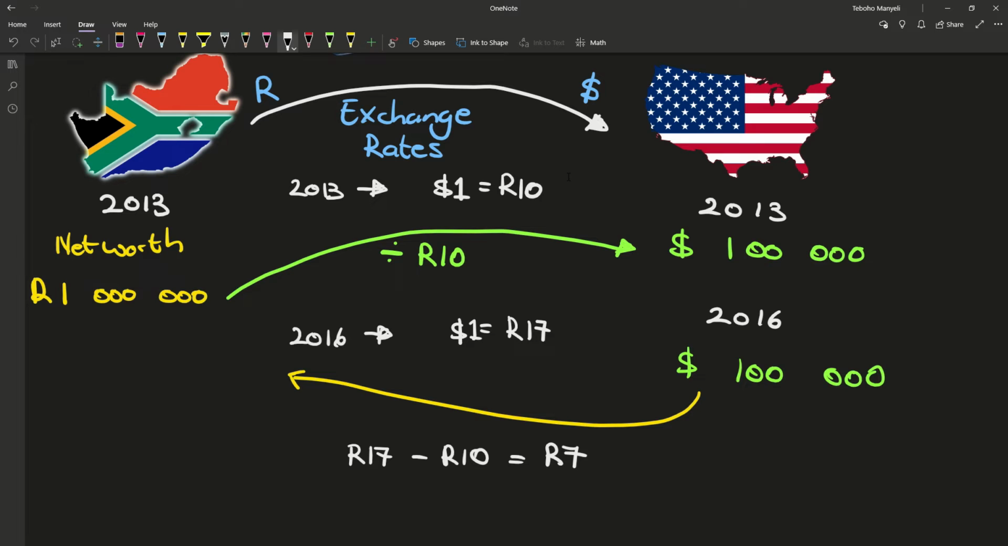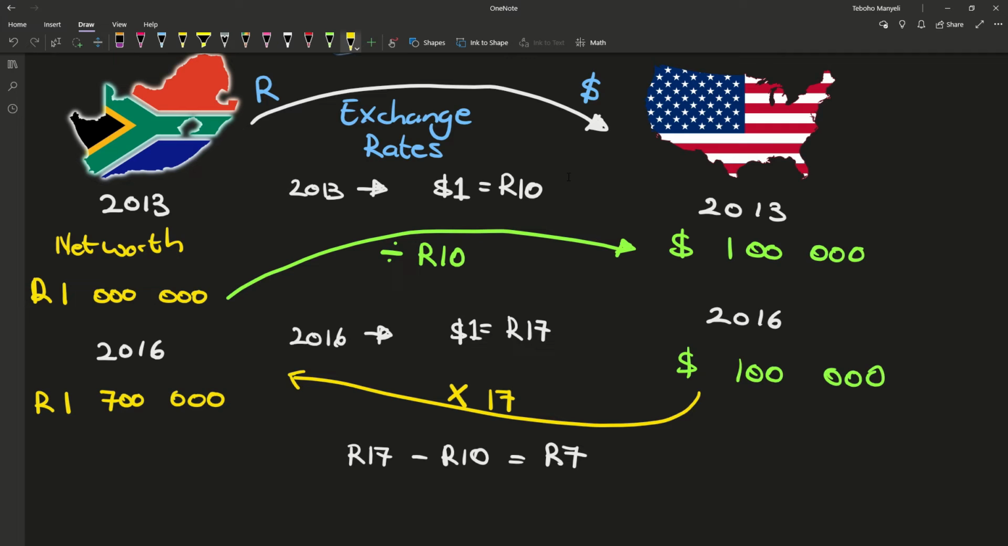And how does it look with money? So let's take an example. When you're taking the money back from America to South Africa, you'd have to now multiply by 17. Just like when we divided by 10 to convert from rands to dollars, when you convert back from dollars to rands, you multiply by 17, which would mean that your new balance in the year 2016 when you arrive in South Africa will be sitting at 1,700,000. So there's a big difference.